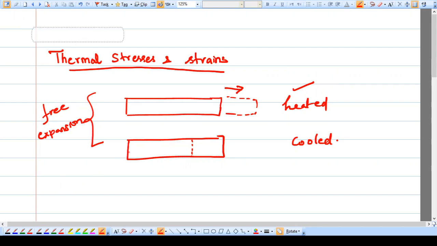But if the expansion of a structural member is constrained, you can consider this case. Here I am subjecting this member to a temperature change, but at the same time both its ends are constrained. In this condition, a stress is developed in the body. Such stresses are called thermal stresses.